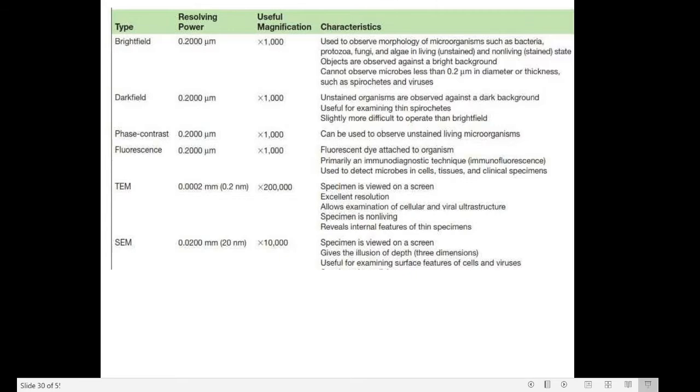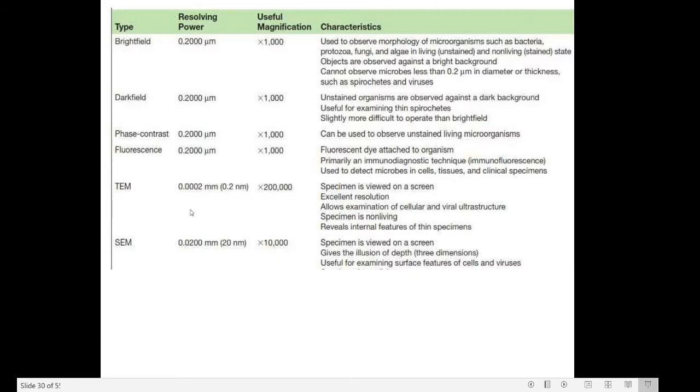Okay, based on the resolution, they definitely ask one question in the CSIR examination. It's a very, very important thing. Here, the resolution for bright field is 0.2 micrometer at 1000x magnification. Dark field, the same 0.2 micrometer. Phase contrast and fluorescence microscopy also have the same resolution. Dark field, bright field, phase contrast and fluorescence have 0.2 micrometer resolution. But SEM and TEM differ from that.